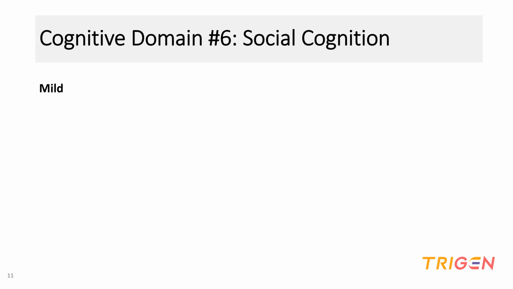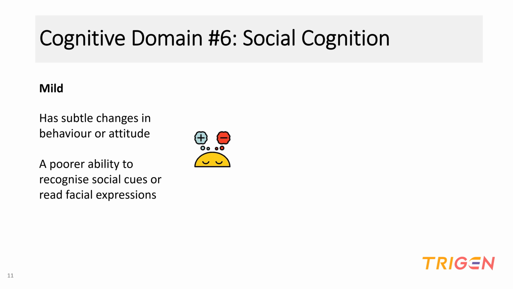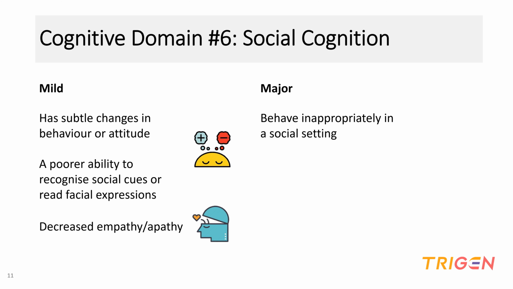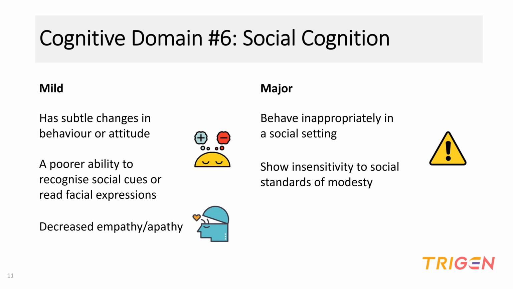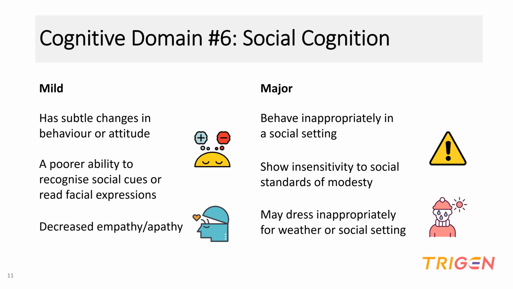For elderly with mild symptoms, they may have subtle changes in their behaviors or attitudes. This may be reflected by a poorer ability to recognize social cues or read facial expressions. Some may have decreased empathy or apathy too. For elderly with more severe symptoms, they may behave inappropriately in a social setting, usually out of socially acceptable standards. They may show insensitivity to social standards of modesty or of political, religious, or sexual topics of conversations. Also, some may dress inappropriately for weather or social setting.